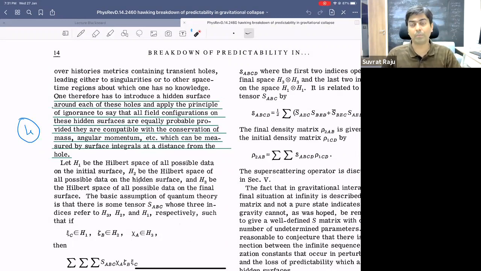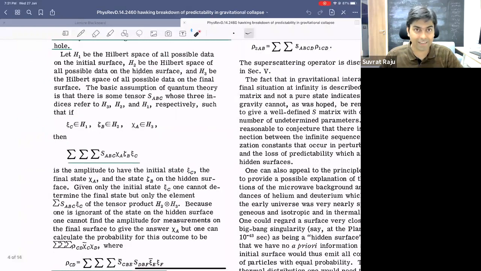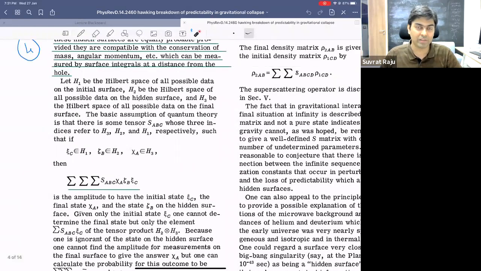Therefore, to compute the state on Scri plus, you should sum over all configurations of the hidden surface. Then Hawking goes on to show that this will lead you to expect a mixed state, and that's why the computation of this thermal mixed state that we are getting at infinity is reasonable. So let me just explain what Hawking's point is here. Rather than reading the paper, I'll try and explain it independently.